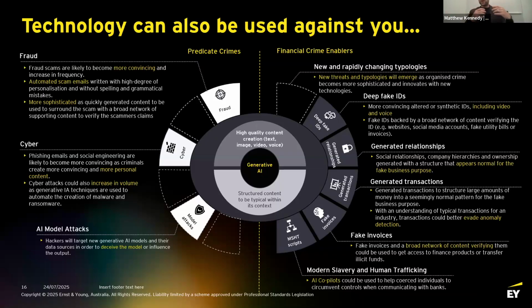This is more convincing deepfake IDs to full identification processes. It's about the creation of networks of fake websites. You can create a prompt-based application or website that appears to support a business in about 2.5 minutes using tools like Lovable Dev. It's about generating fake relationships and company hierarchies that support that story, as well as reams of transactional history and fake invoices that seem to create a normal financial history either for an individual or for an organization.